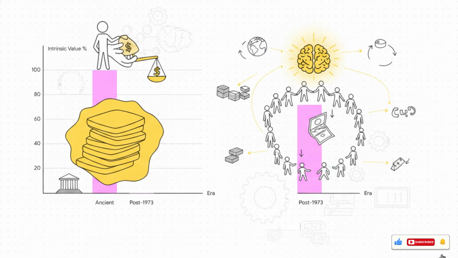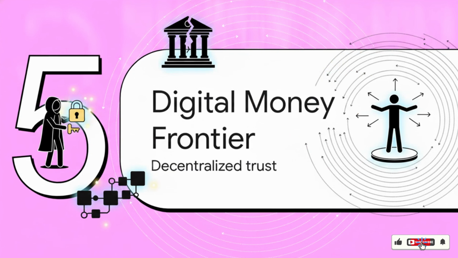And this highlights the stark reality of today's global economy. The intrinsic, physical, material value of our money has dropped from 100% in the ancient world down to essentially 0% today. Public faith has risen to fill that exact gap. The entire global trading system runs purely on the shared collective faith that our fiat currencies will still retain their purchasing power tomorrow. Section 5.